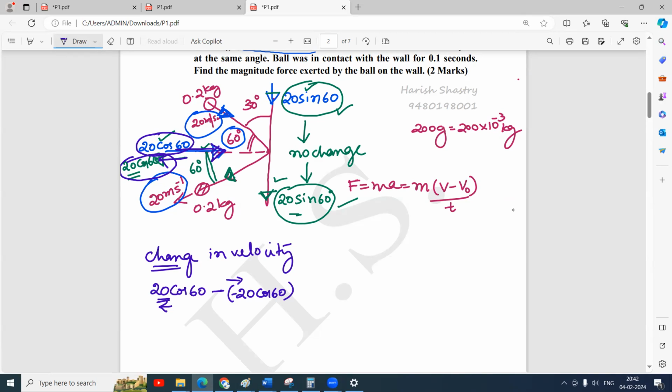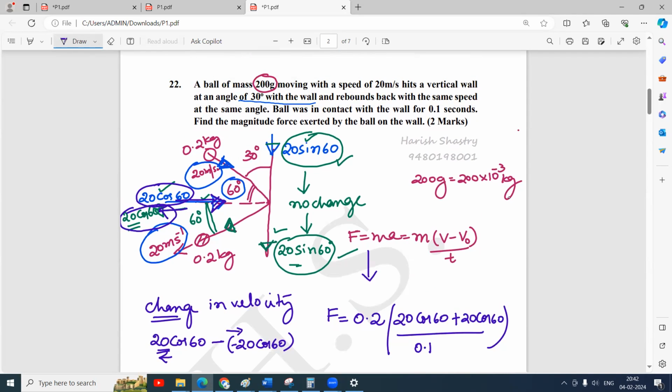So if I substitute for this formula, what will be the answer? F equal to mass of the ball 0.2 kg, that is 200 gram, into acceleration. Acceleration is change in velocity by time. So this is 20 cos 60 minus of minus 20 cos 60, that is plus 20 cos 60, divided by time, which is 0.1 second. And they have given that the ball is in contact with the wall and the exchange of forces takes place for 0.1 seconds.